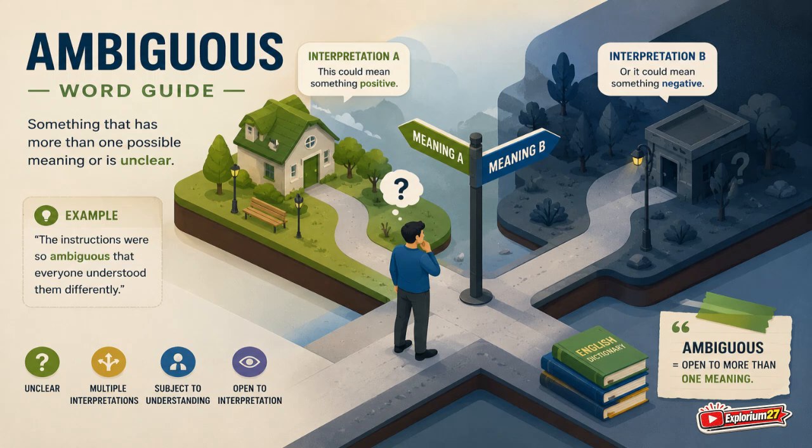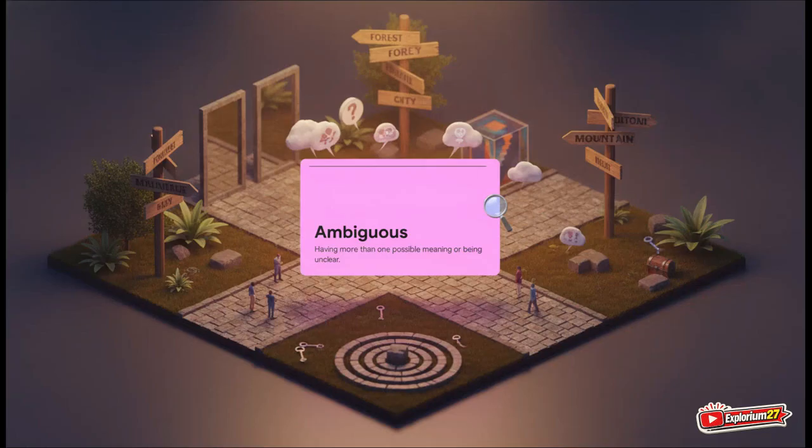Today, we're jumping right into a concept that feels exactly like wandering through a foggy, intricate maze with signs pointing every which way. We are talking about the word ambiguous. So what does it actually mean? Well, if something is ambiguous, it means it can be understood in completely different ways by different people. It's essentially got more than one possible meaning. It's unclear, a bit uncertain, or just wide open to interpretation.